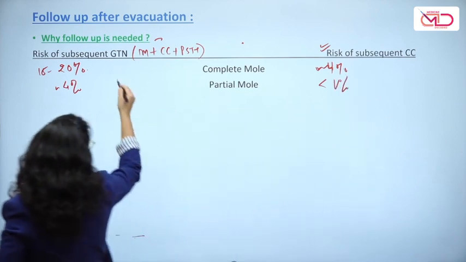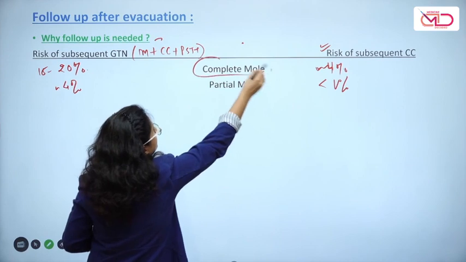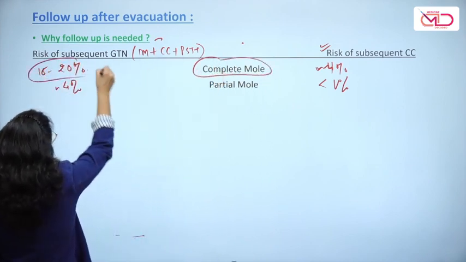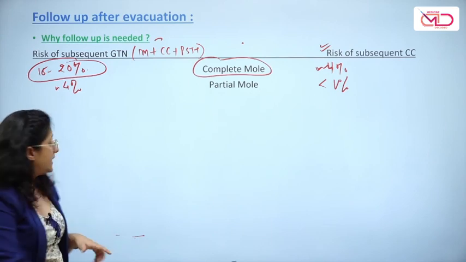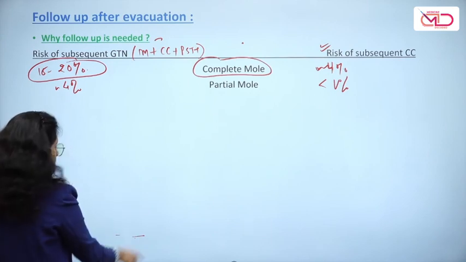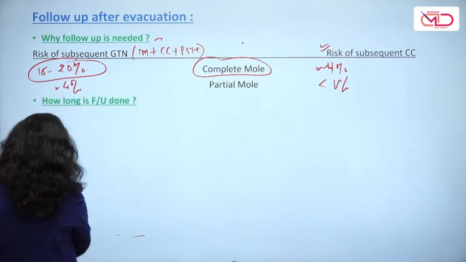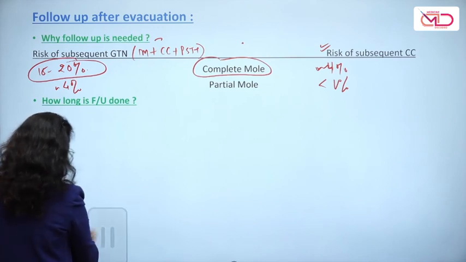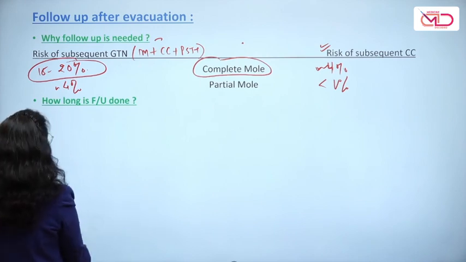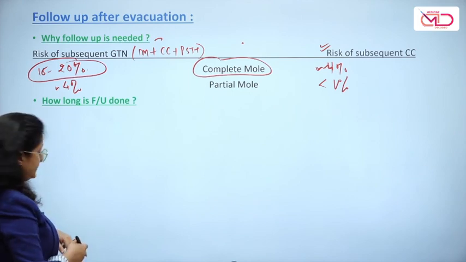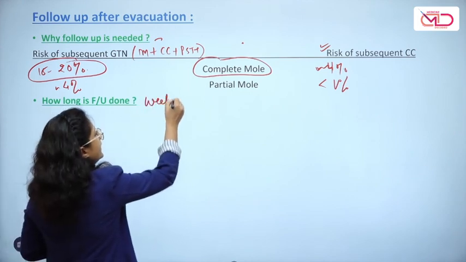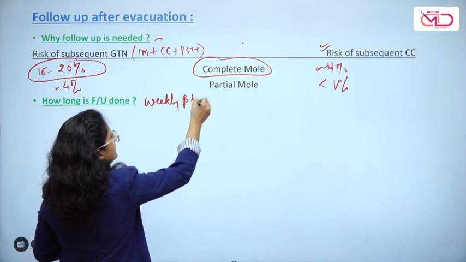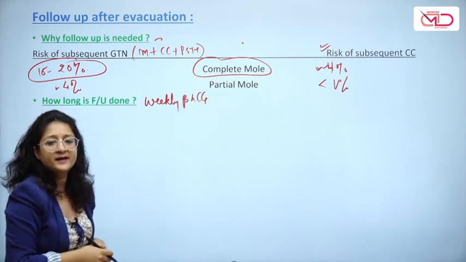So look at it here. For most of the complete moles, the risk of subsequent GTN is about 15 to 20%, and that's a significant enough risk to justify a follow-up, right? So how long is follow-up done? Well, follow-up is done with weekly beta HCG levels, serum beta HCG levels.